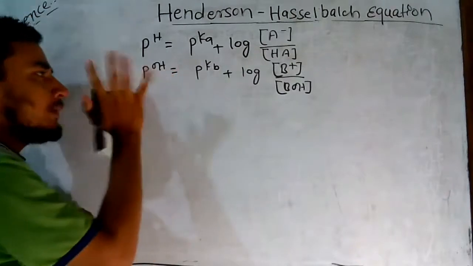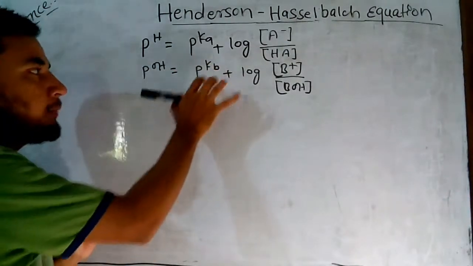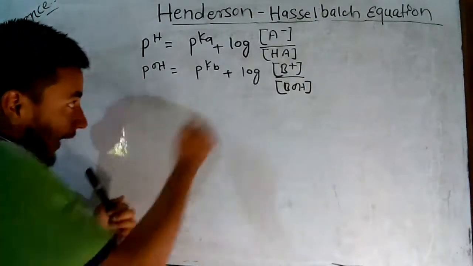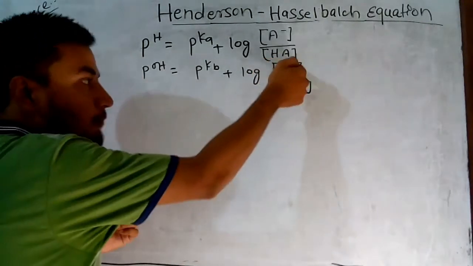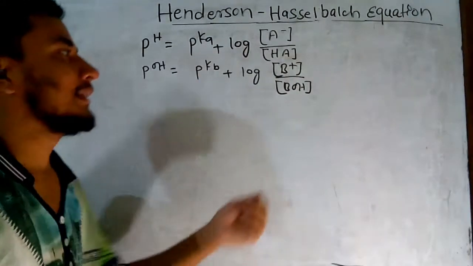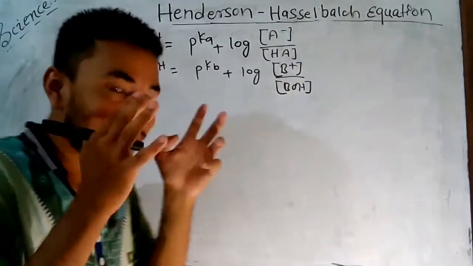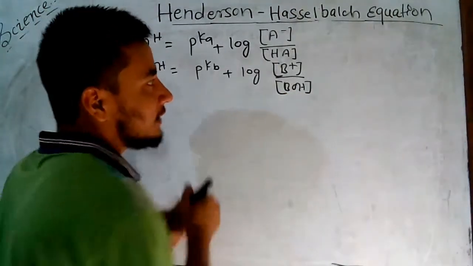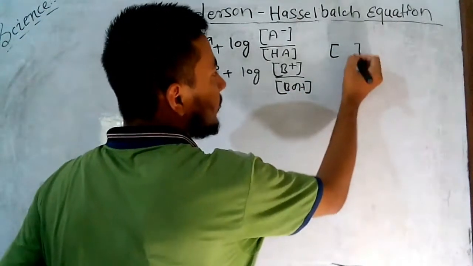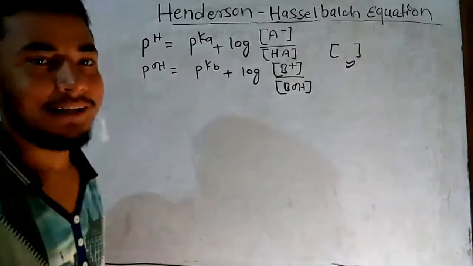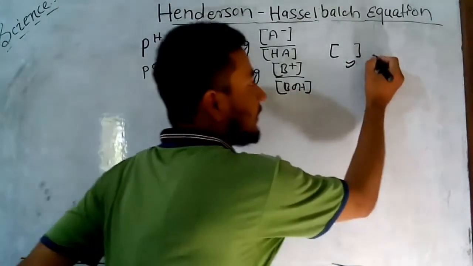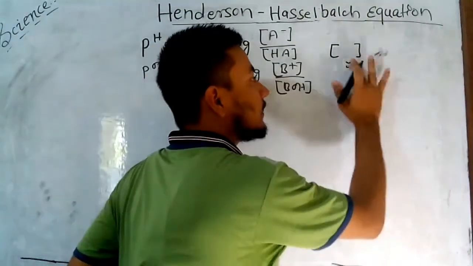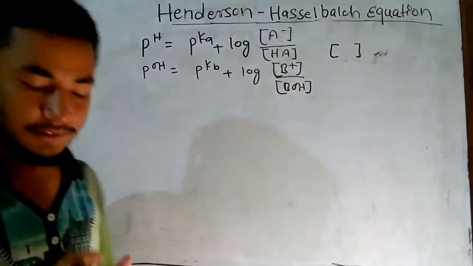Then for pOH, pOH equals pKb, the dissociation constant for base, plus log [B plus] over [BOH], and this B plus means the conjugate acid, while BOH is the base. The brackets represent concentration, generally expressed in normalities. So this bracket represents concentration.